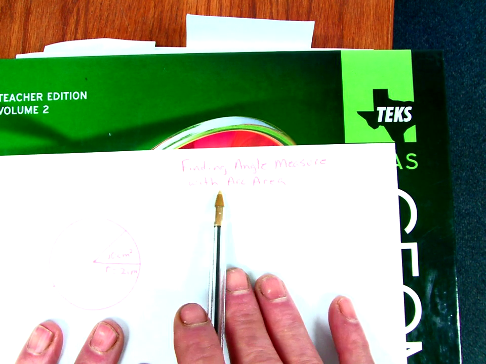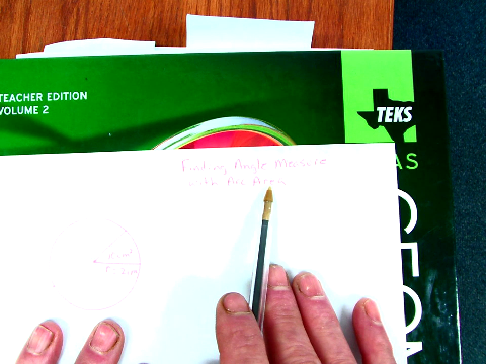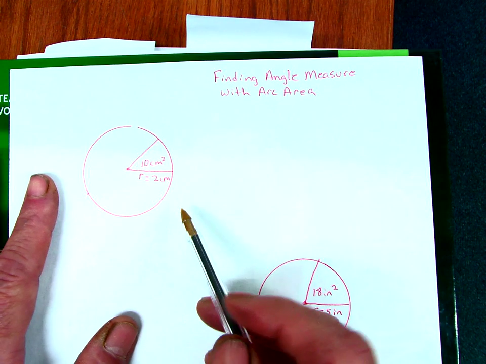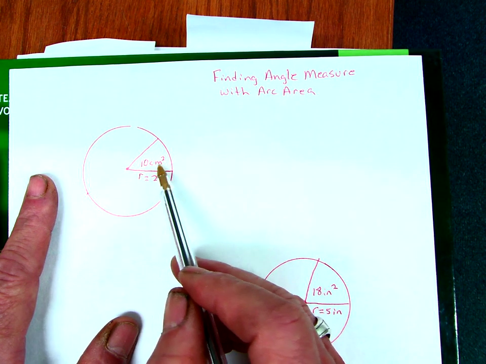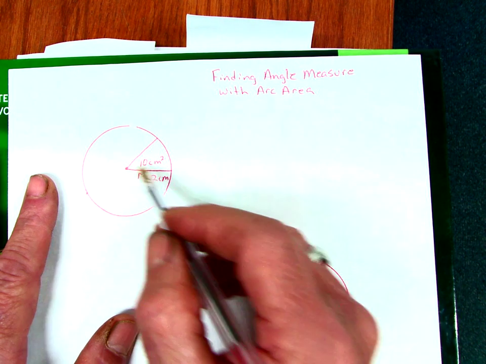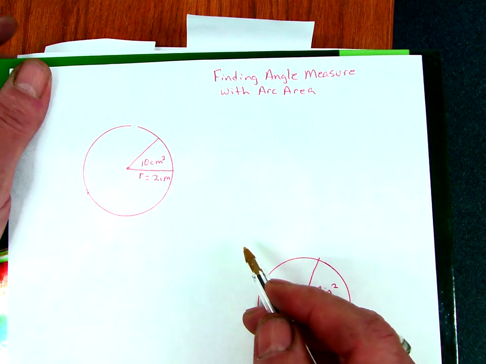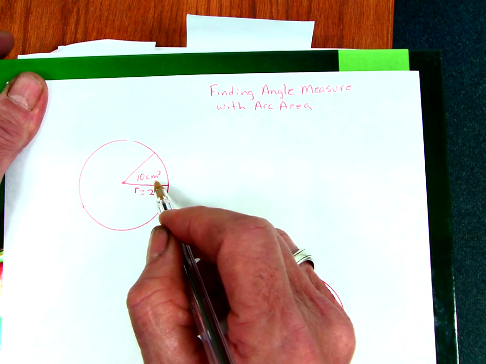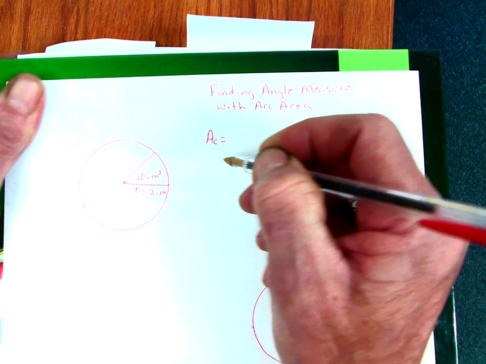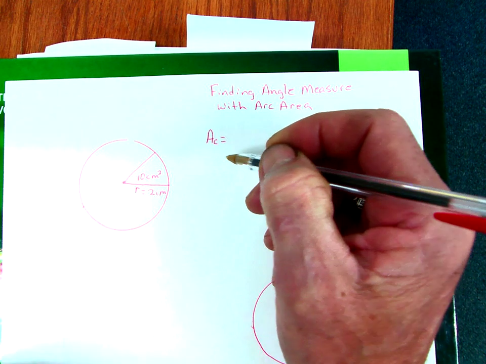Finding the angle measure with the arc area. So you don't know the length of the arc, but what you do know is its area. So what is the angle that made that? Since we have a measure for area, it's the area of the circle now that we need to calculate, what I was thinking of earlier.